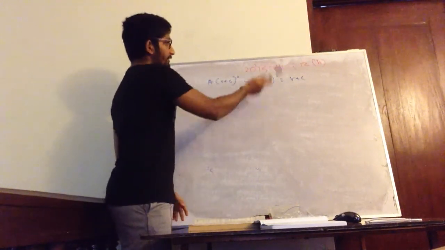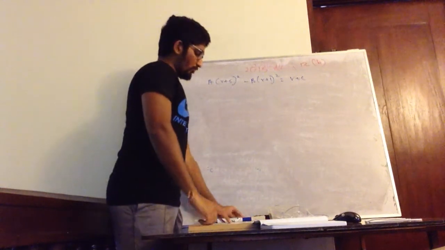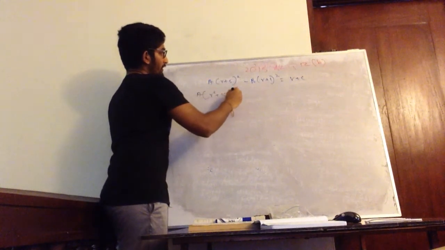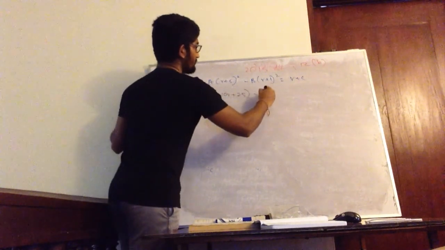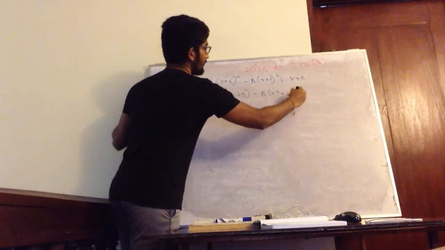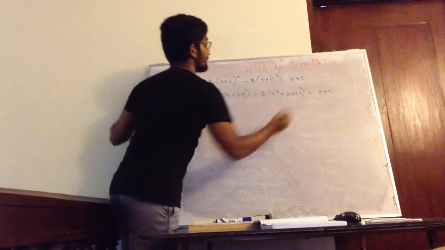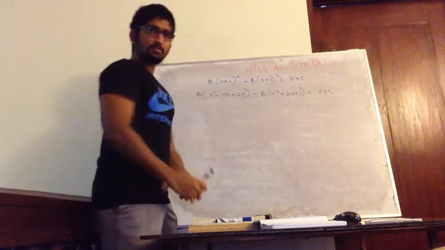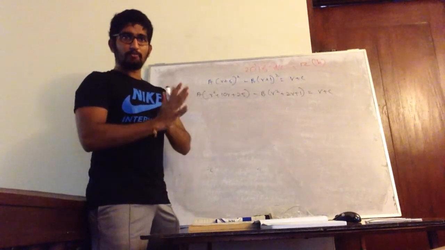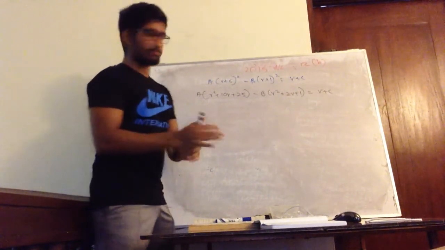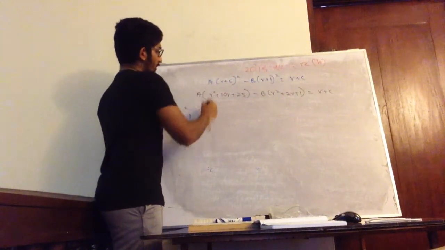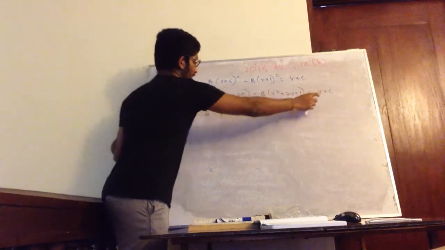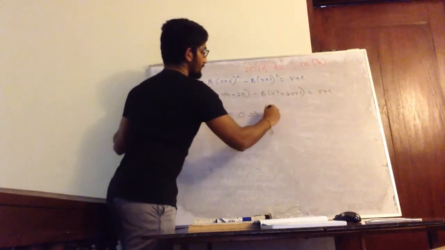First of all we need to find A, B, C. So I'm going to expand this: A(r² + 10r + 25) minus B(r² + 2r + 1) equals r + C. Then I'm going to compare the coefficients. The coefficient of r² is A minus B, and the coefficient of r² on the right is 0. That means we get A equals B.